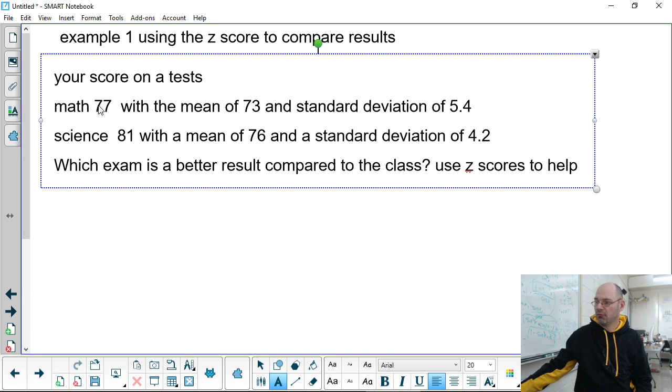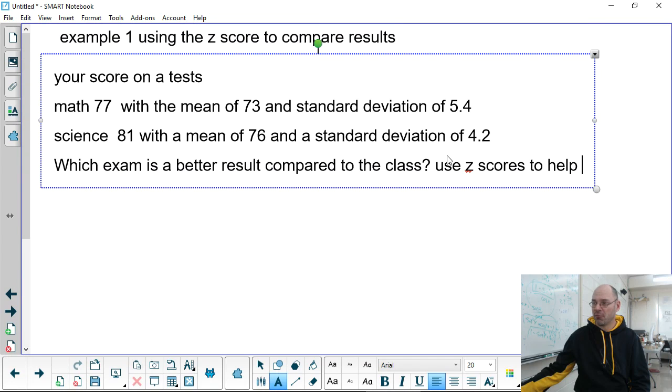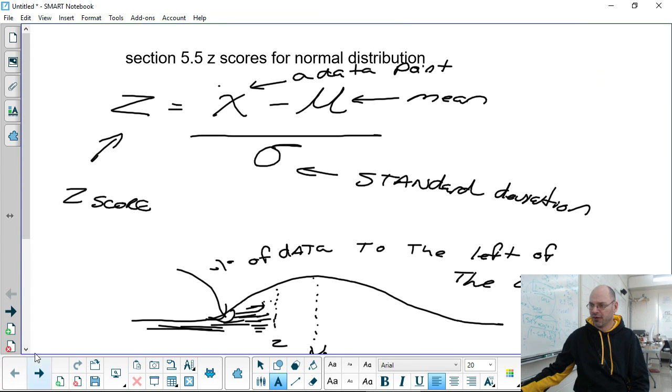Okay, so, well, you could say, well, I got 81 in science, so that's better. But the average was also higher too. And the standard deviation was lower, so everybody was closer. So is it really that way? So what we're going to do is we're going to use the formula that we had, which was this one right here, and we're going to calculate the z-score, and then we're going to use the z-score table to see which one of them you have a better result for in terms of how many of the population you beat for which score.